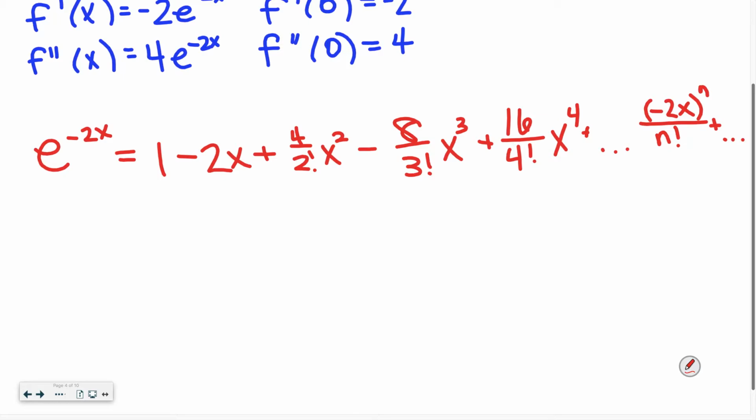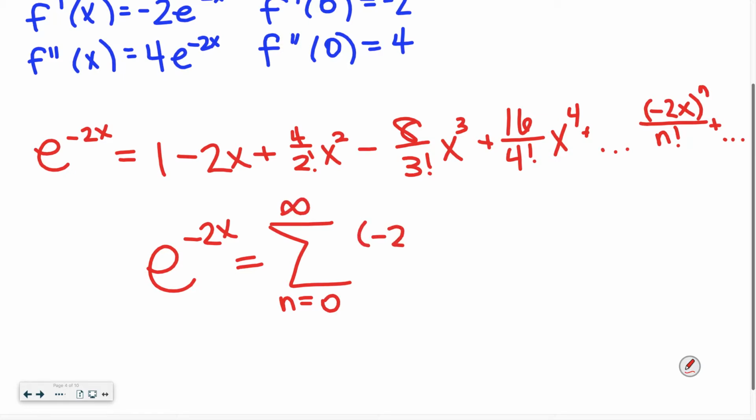Okay. So we can write that e to the negative 2x is the sum from n equals 0 to infinity of negative 2x to the n over n factorial.